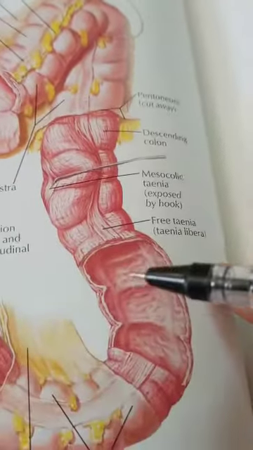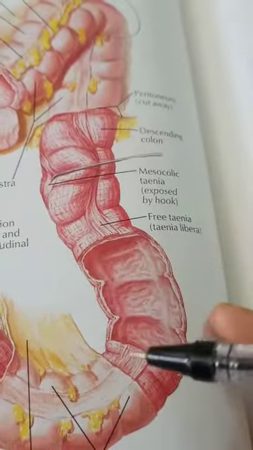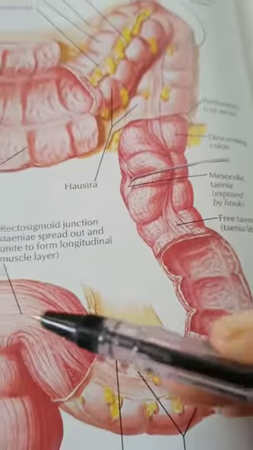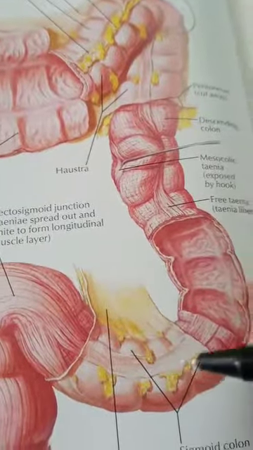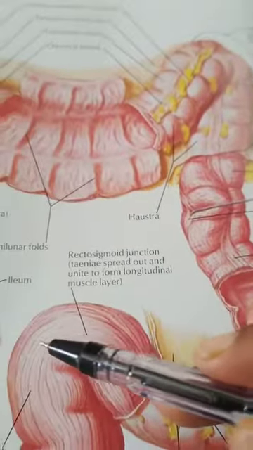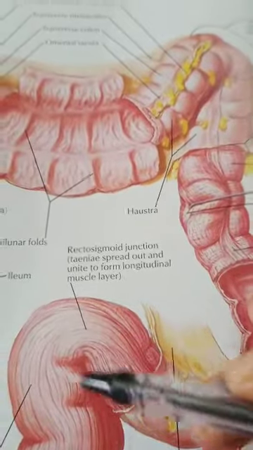Then after the descending colon, this S-shaped part is the sigmoid colon. Up to the sigmoid colon is the large intestine.